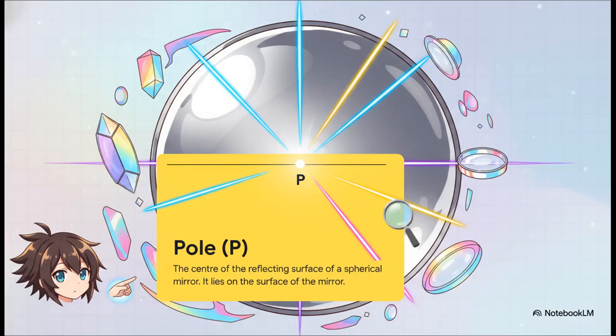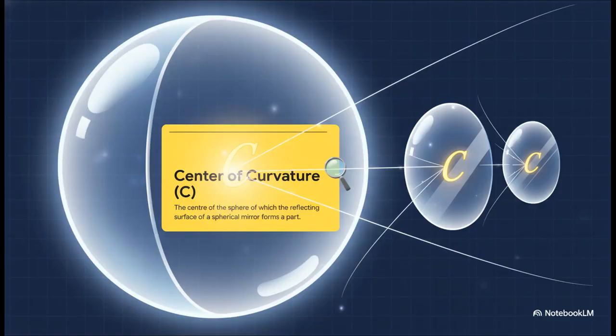Now, to really get a handle on how these mirrors work, we need to know a few key terms, some points of reference. Let's start with the easiest one, the pole, which we label with a P. It's just the exact center of the mirror's surface. Think of it as our starting point, our home base. Okay, next up, imagine your curved mirror is actually just a tiny piece that you sliced off a giant, hollow crystal ball. The center of that huge original ball, that's what we call the center of curvature, or C. So for a concave mirror, the one that curves inwards, C is out in front. But for a convex mirror, the one that bulges out, C is kind of behind it, inside the imaginary sphere.